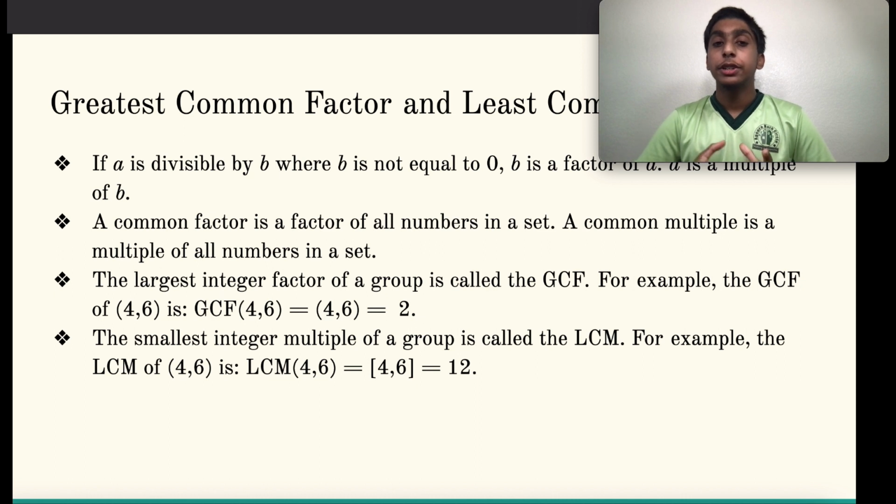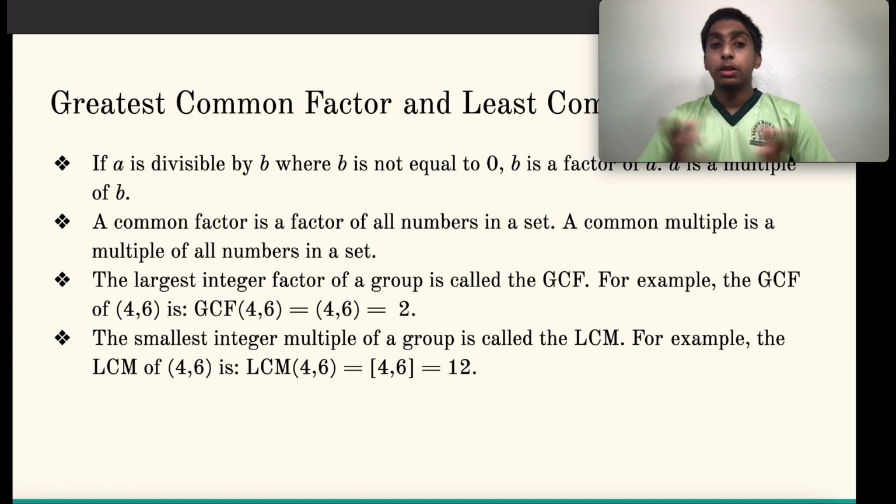Now, the largest integer factor of a group is called the GCF. For example, the GCF of 4 and 6 is 2. So 2 is the biggest divisor of 4 and 6 that will divide them evenly. We always want to remember the GCF has to be an integer, so you can't use 0.5 or 0.766. It has to be a whole integer, 1, 2, 3, and so on, or it could be -2, but it has to be an integer. So that's how we'd find our GCF.